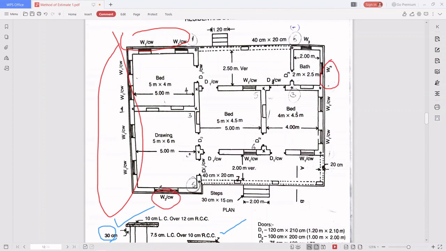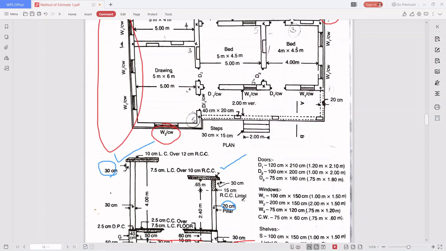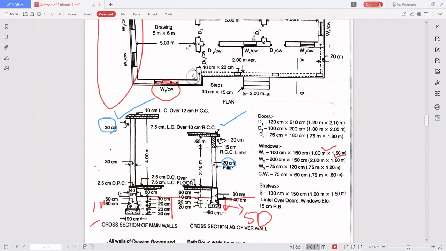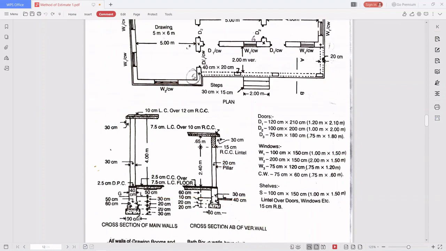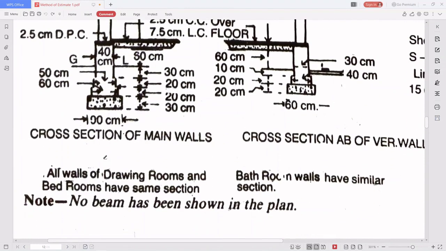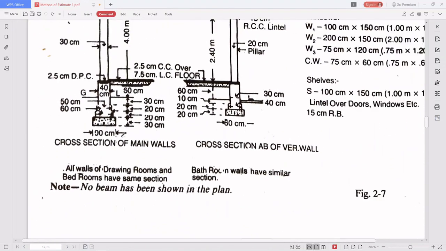Then the W2 window is there. So three types of windows are there. The respective measurements are also given here. Okay, so every detail they have given, and also the details of the foundation they have given. See here, the lime concrete for main walls is what, 90 centimeter. Okay, 0.9 meter we can say.